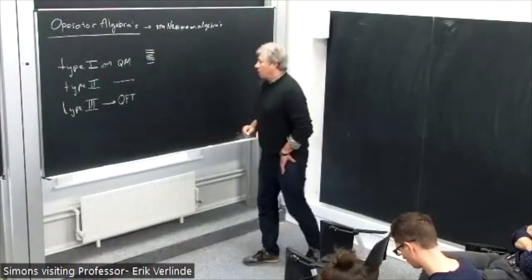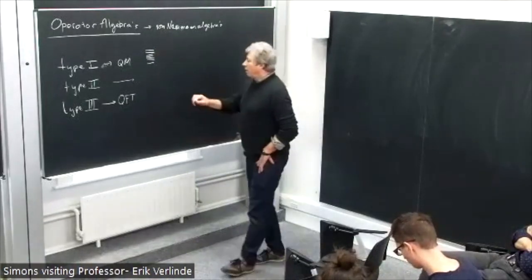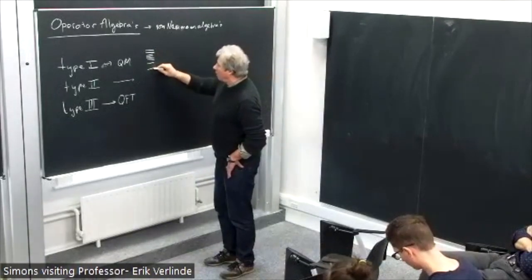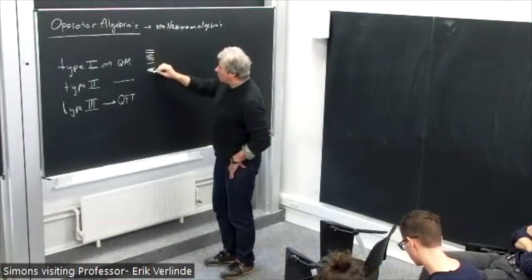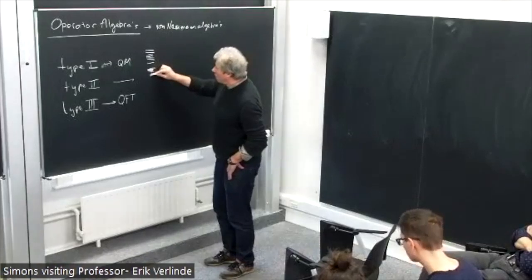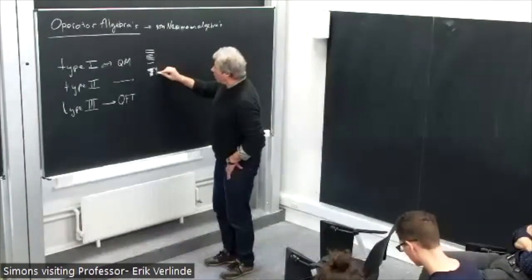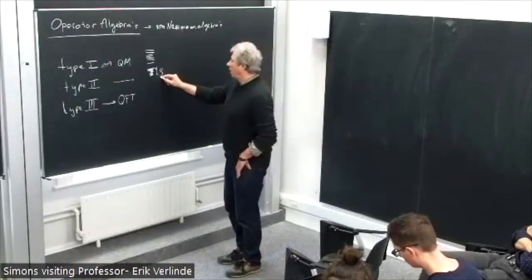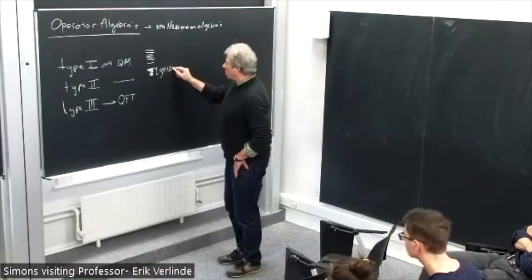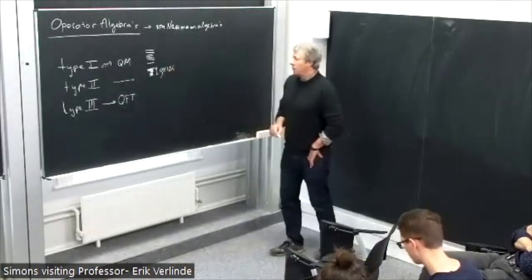In type 2, we still have the possibility of talking about energy levels, but we're not able to resolve individual states. What we can still do is talk about a finite density of states. So we have something like a number of states that we can talk about.